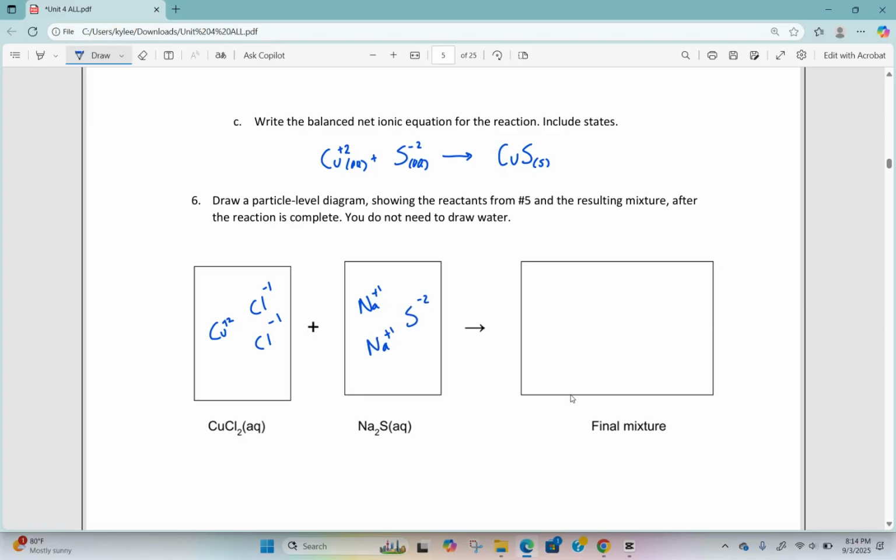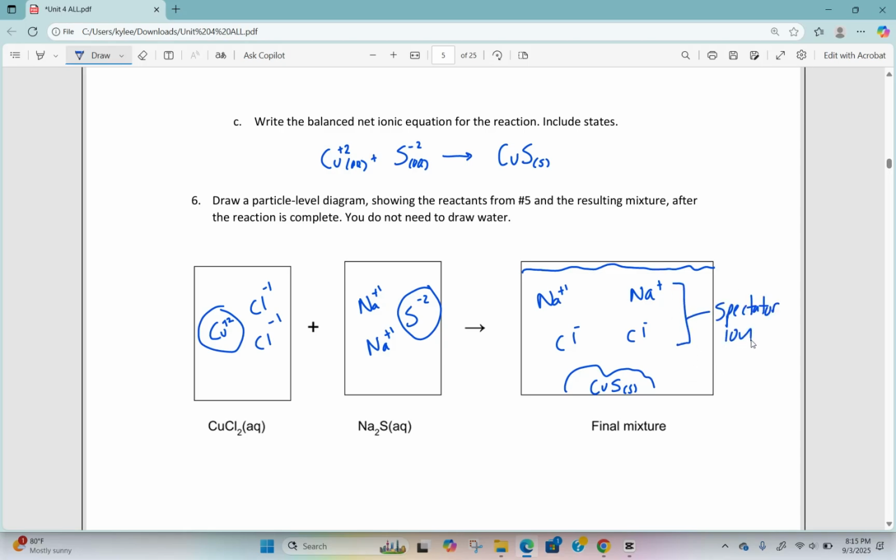And then my final mixture, my precipitate, is going to be CuS, and I'm drawing that at the bottom. That was just 1 Cu and 1 S. That's what came together to form my precipitate. And so what's left over is 2 sodiums and 2 chlorines. And those are going to be just floating in solution. Again, those are my spectator ions.